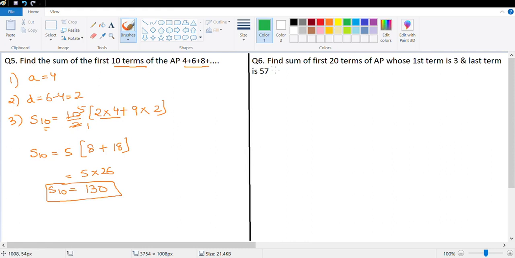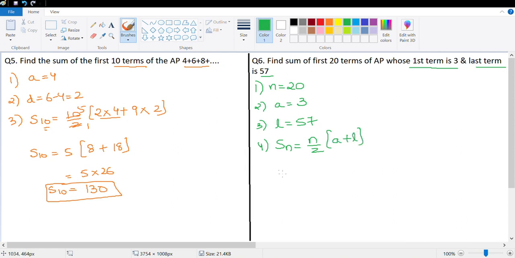It says find the sum of the first 20 terms. So n is equal to 20, whose first term is 3. A is equal to 3, and the last term is 57. I know sum of n terms of an AP is given by n upon 2 multiplied with A plus L. So for this case, sum of 20 terms will be given by 20 upon 2, A in this case 3, L in this case 57.